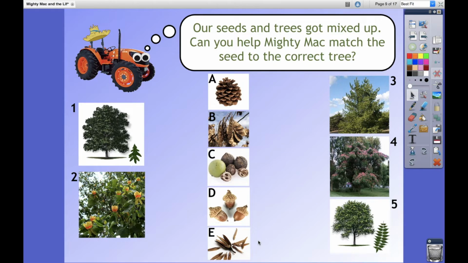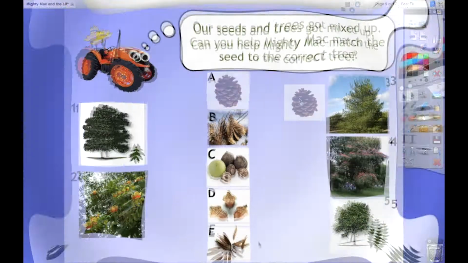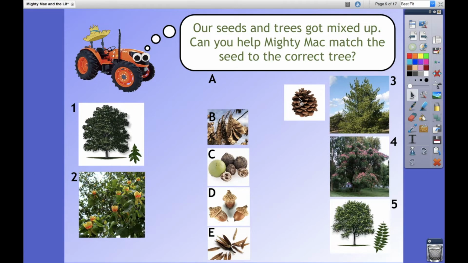Are you ready for the answers? Well, let's get started. Farmer Nick, let's start with A, the pine cone. The pine cone goes to tree number 3. If you look closely at this tree, you'll see the small pine needles. B goes to tree number 4. If you look closely at this tree, you'll see the pink flowers that let you know it's a mimosa.